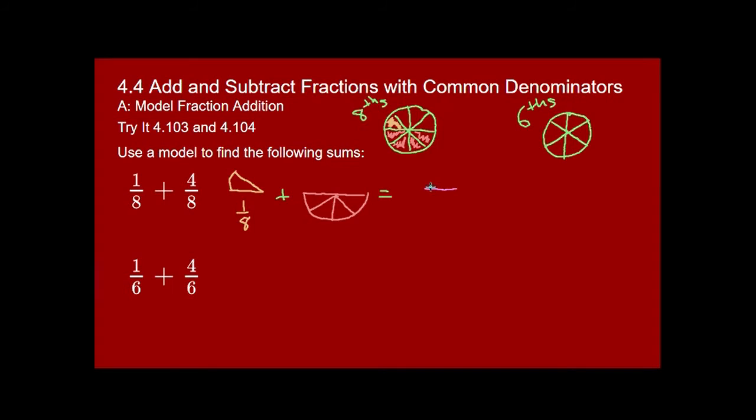Like I said, this would be a lot easier if we were in class doing it together and I was handing you pieces of triangles, but close enough. We'll make do with what we have. So we have 1/8 plus 4/8, let me get my symbols in here, is equal to 1, 2, 3, 4, 5/8. Okay, and that's how you would model 1/8 plus 4/8. Okay, let's do 1/6 plus 4/6.